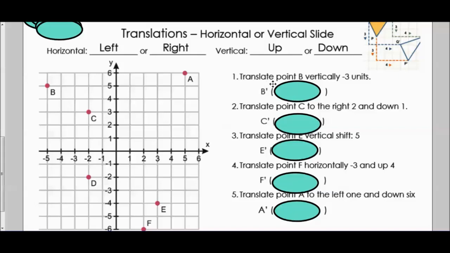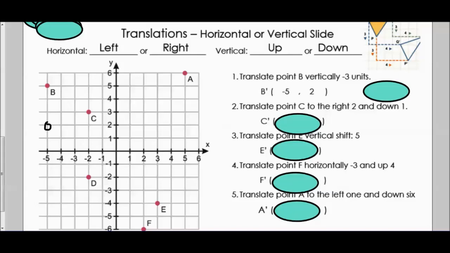On example 1, it's asking us to translate point B vertically -3 units. Vertically means up or down, -3 means we're going down. So we're taking point B and we're moving that 3 spaces down. 1, 2, 3. The new coordinates there are -5, that's the x, and +2. So (-5, 2).